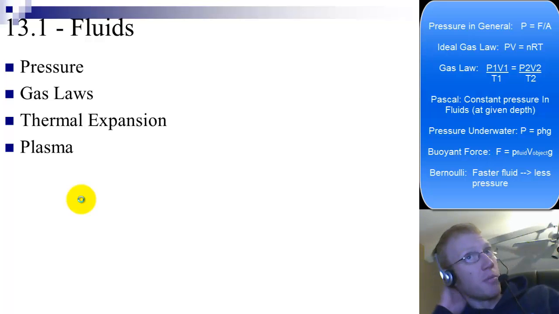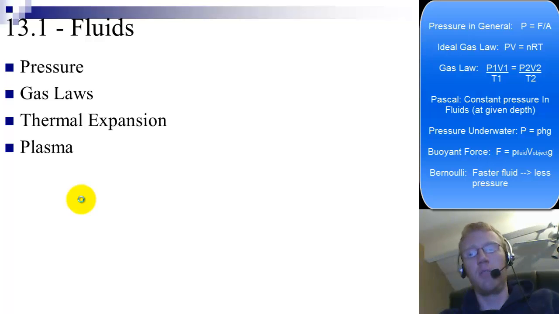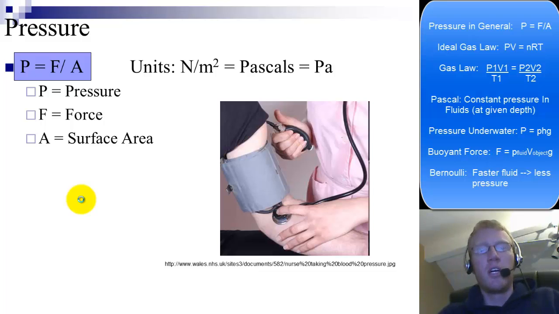In the first section we're going to be talking about pressure, gas laws, thermal expansion, and plasmas. So pressure. This is probably something you've learned before, but just simple definition, pressure is force divided by area. So it's not just how hard you're pushing, but over how much surface area that force is exerted. So if you push with the same amount of force, but one person pushes on a knife blade and the other person pushes on a big square flat book or something like that, the knife edge is going to have a lot more pressure because the area is smaller.